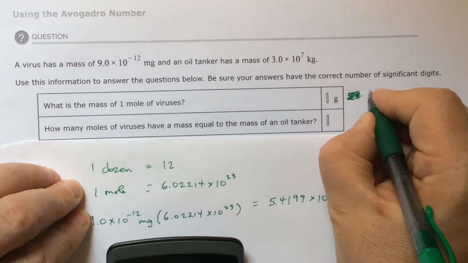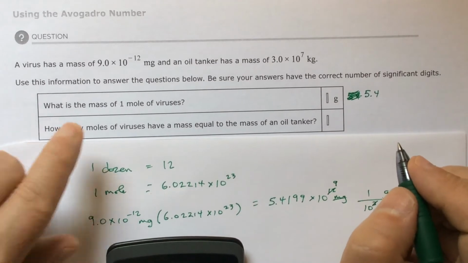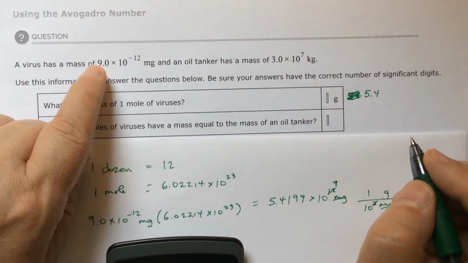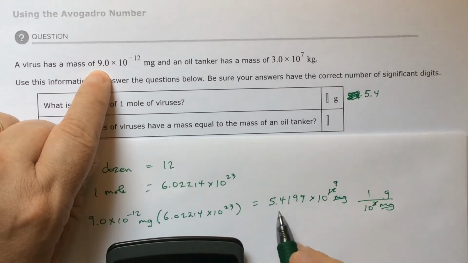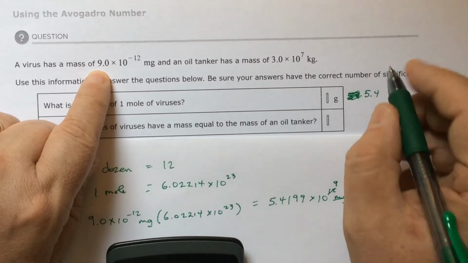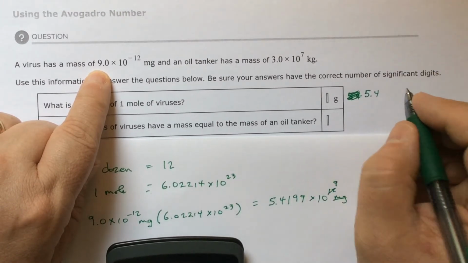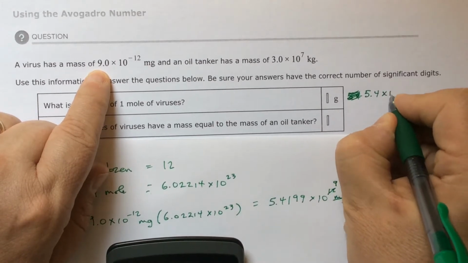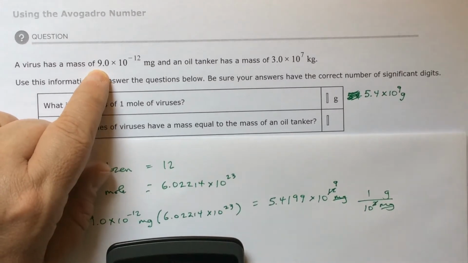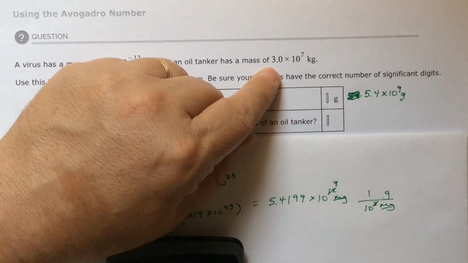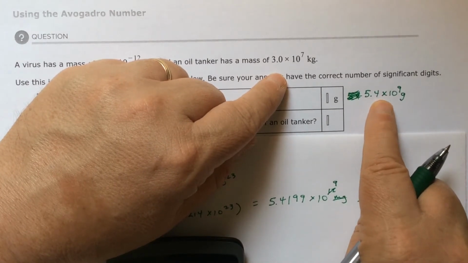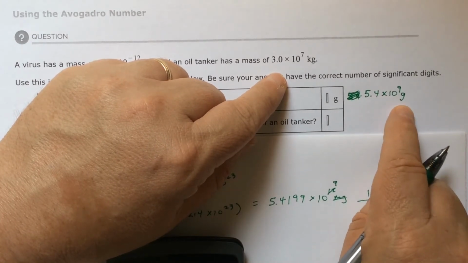So that's what's here. 5.4. Now look, I've got 2 significant digits in my number, so I can't have any more than 2 in my answer. So even though my calculator says 5.419926, I'm just going to round to 5.4 times 10 to the 9 grams. Now, that's what 1 mole weighs of viruses. That's 5 billion grams.